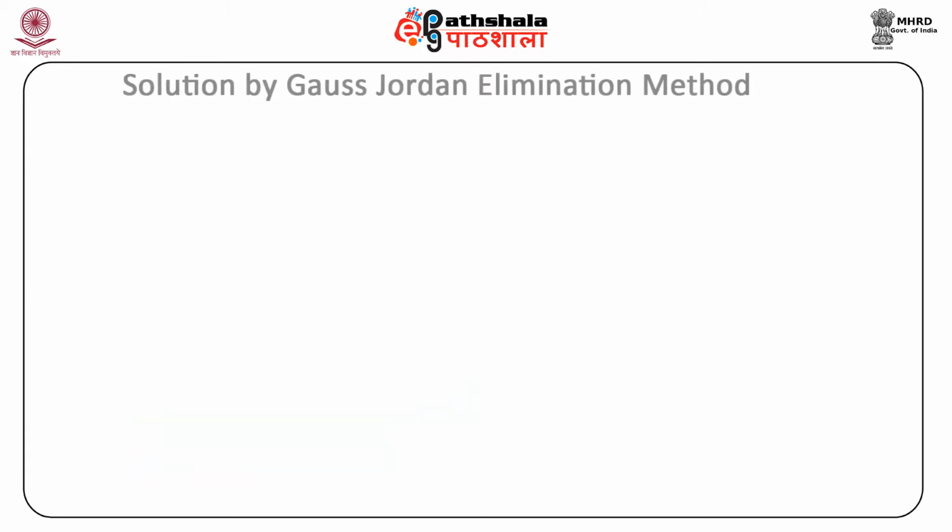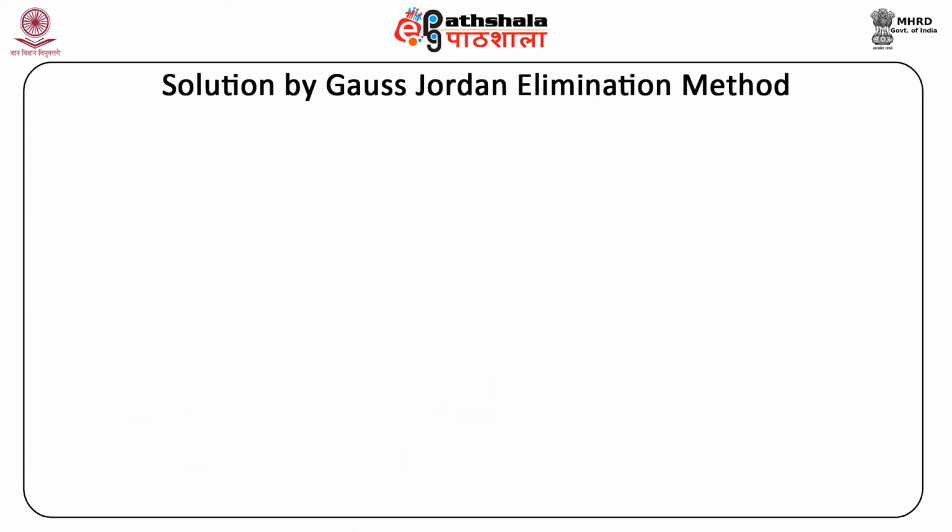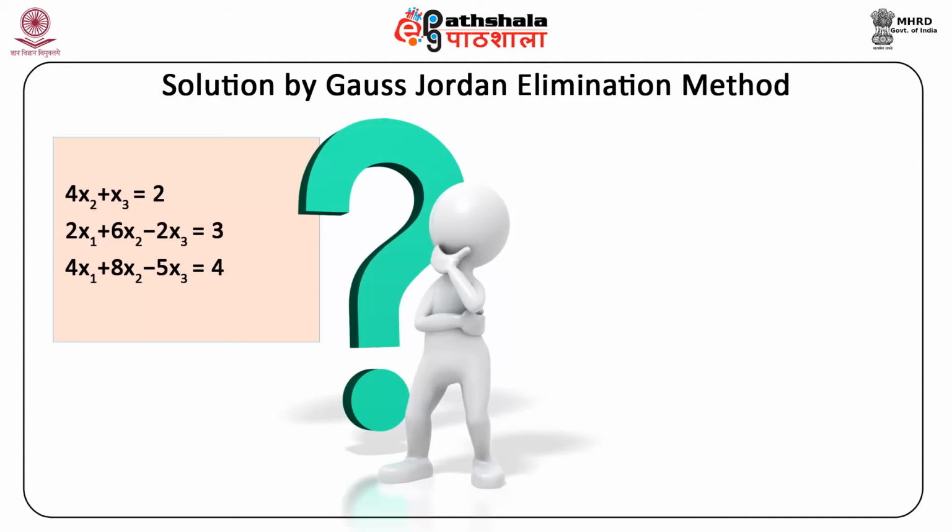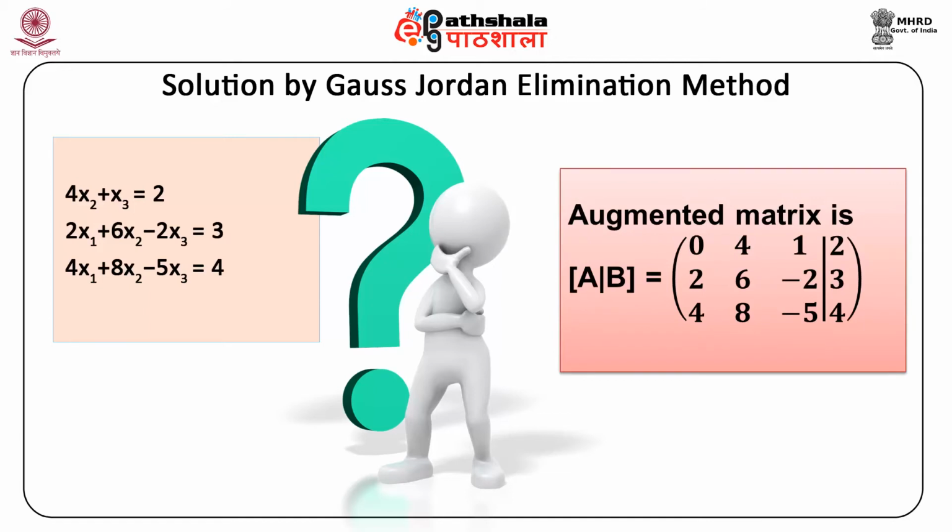Example 2. Solve the system: 4x2 plus x3 is equal to 2, 2x1 plus 6x2 minus 2x3 is equal to 3, 4x1 plus 8x2 minus 5x3 is equal to 4. Solution, augmented matrix: 0, 4, 1, 2; 6, minus 2, 4, 8, minus 5, divided by 2, 3, 4.